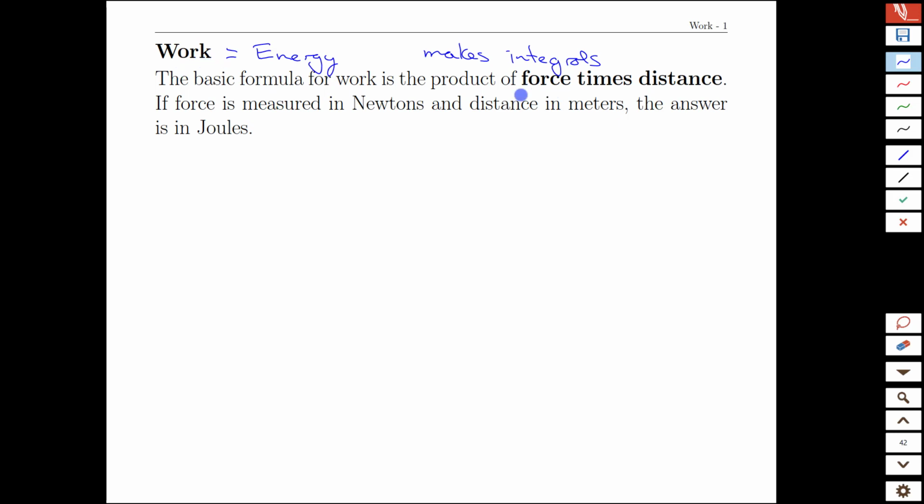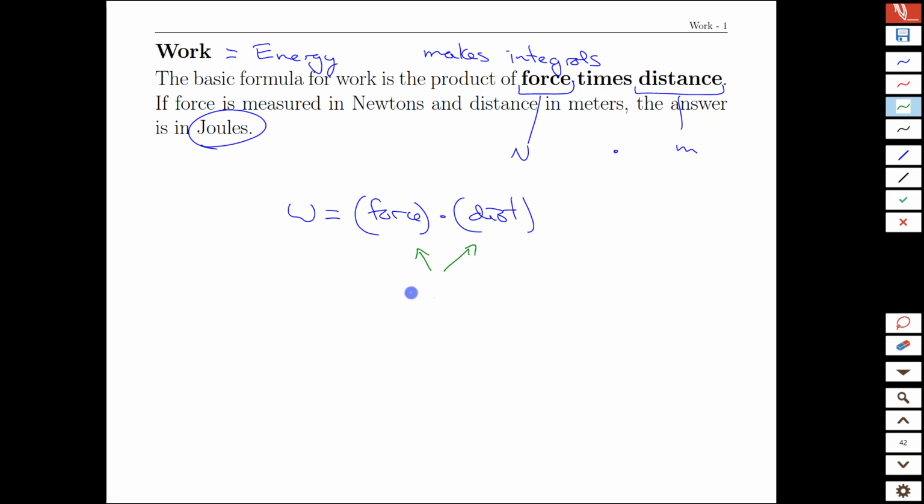Now recall that work is a product. It's an element of force times distance, and the force is in newtons, and if the distance is in meters, then we get joules of energy from that product. When things are nice and simple, if you have a constant force and you apply it over a fixed distance, then you simply multiply your force by your distance, and you get the total amount of energy required, the amount of work done. The challenge comes in when we have either one of these two elements varying.